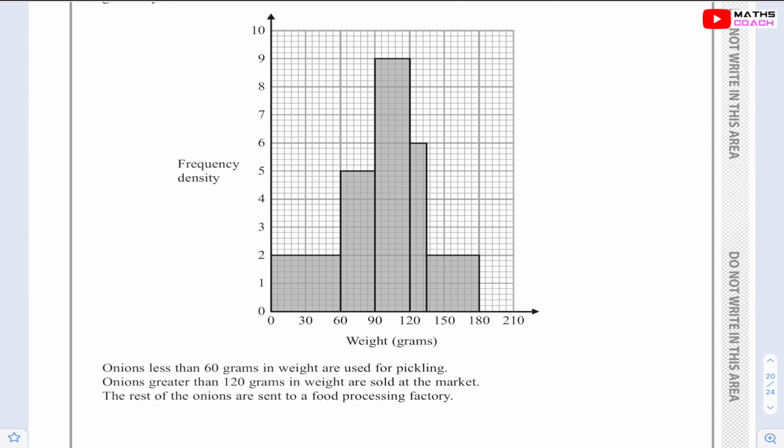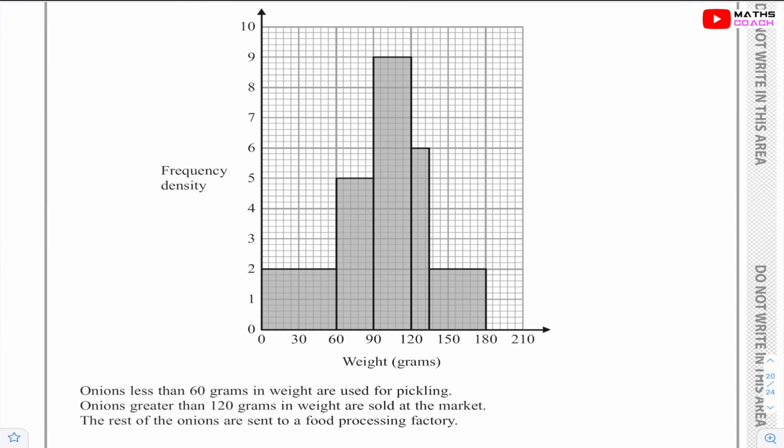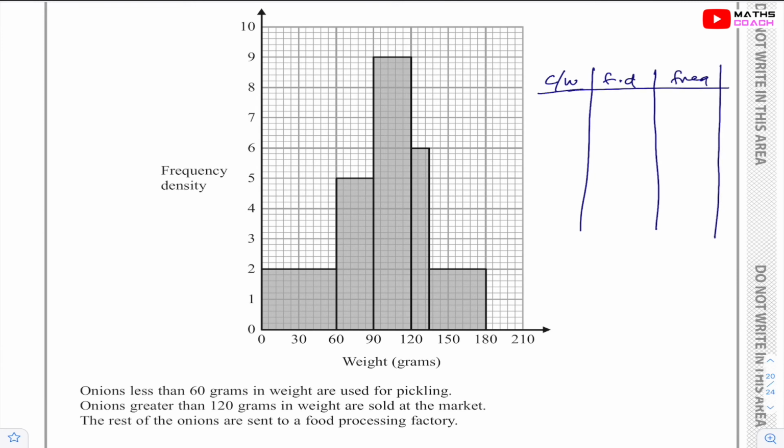Now, what things do we know about histograms? So let's prepare a table for our histogram. We can do this table here. We have the class widths, and we have the frequency density, and we have frequency. Okay, so the class width we have from 0 to 60 for the first one. So we can write down here 0 to 60. Then we have 60 to 90. We have 90 to 120. We have 120 to this thing in the middle.